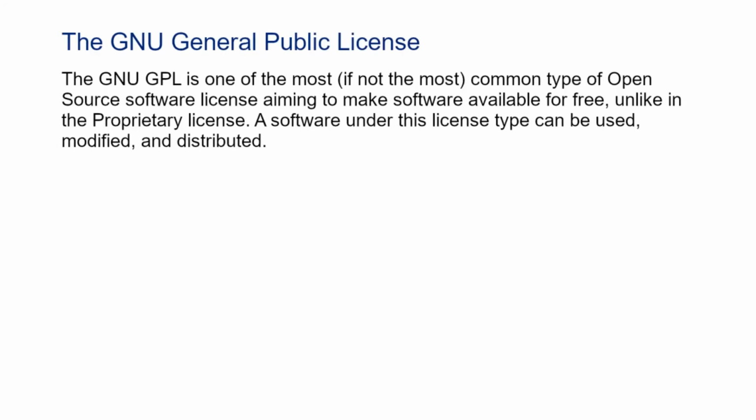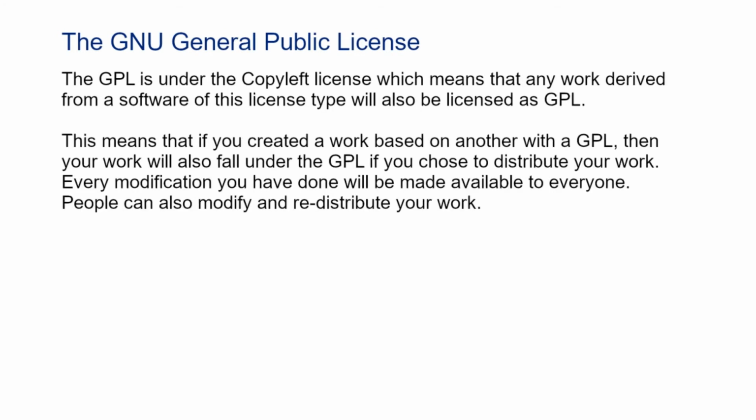The new general public license. The new GPL is one of the most, if not the most, common type of open source software license aiming to make software available for free. Unlike in the proprietary license, a software under this license type can be used, modified, and distributed. The GPL is under the copyleft license, which means that any work derived from software of this license type will also be licensed as GPL.